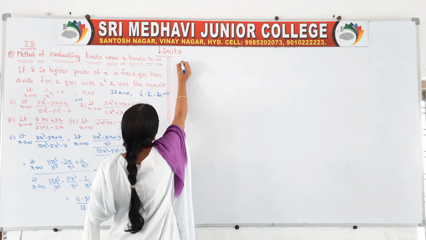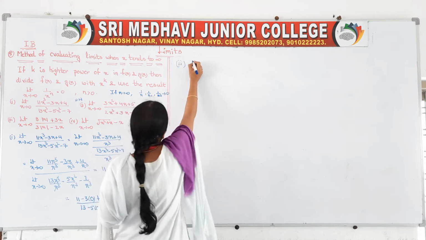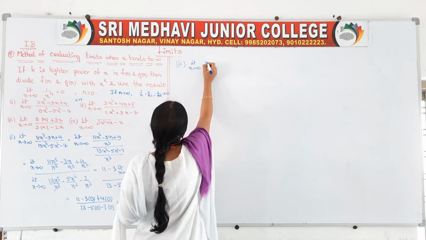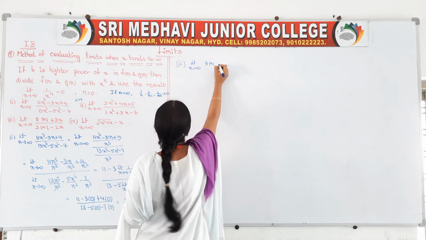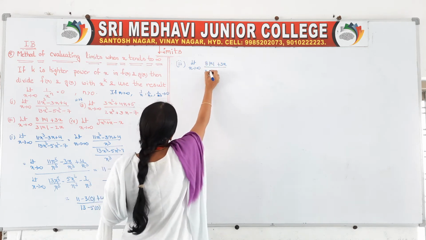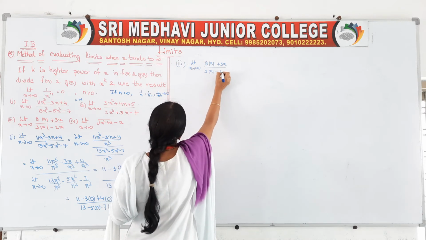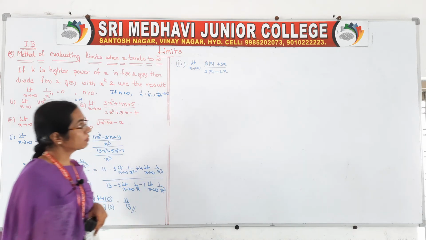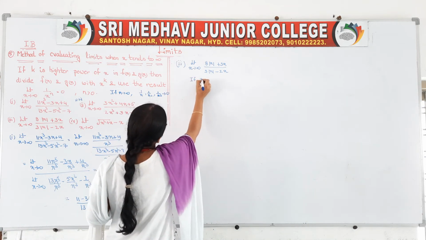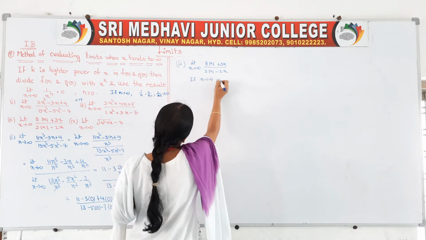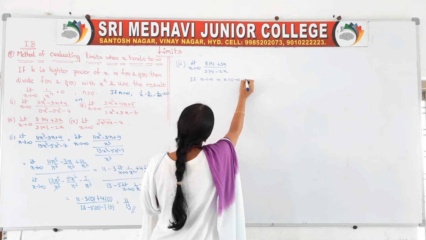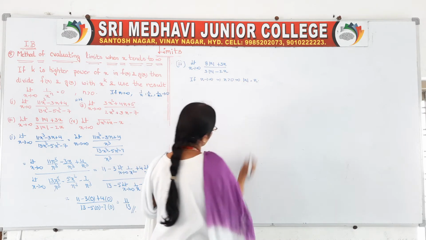So what is your third question? Observe carefully. Limit x tends to infinity, then you are having 8 mod x plus 3x divided by 3 mod x minus 2x. So what is the difference? Mod x is there, right? So if x tends to infinity, definitely x value is greater than 0. If x value is greater than 0, mod x value is x. You know it very well.